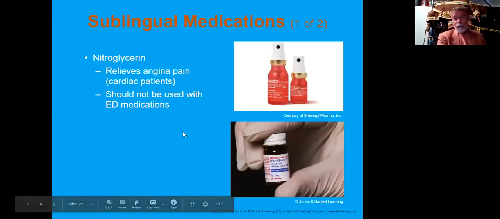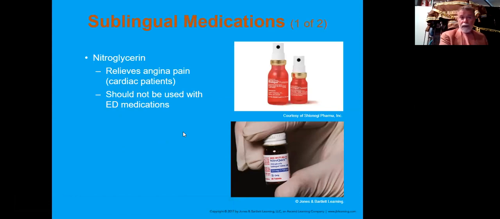Sublingual medications, the most common one is nitroglycerin. Nitroglycerin is something that's going to hopefully relieve this angina or chest pain. It is a vasodilator. So with a vasodilator, when we increase the size of someone's blood vessels, we may see this drop in blood pressure. When you combine that, using this with medications such as a Viagra, you can have an unhealthy combination.